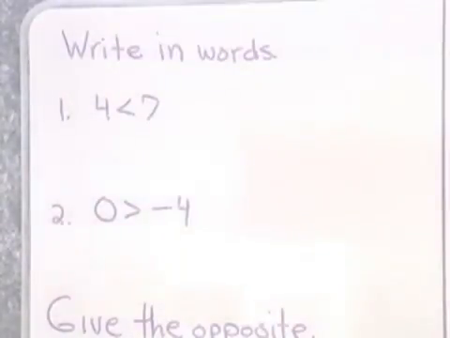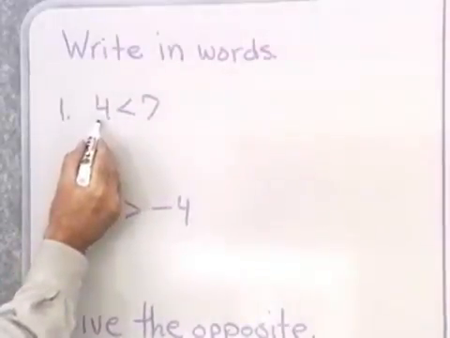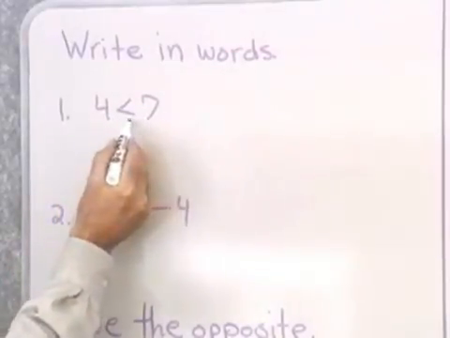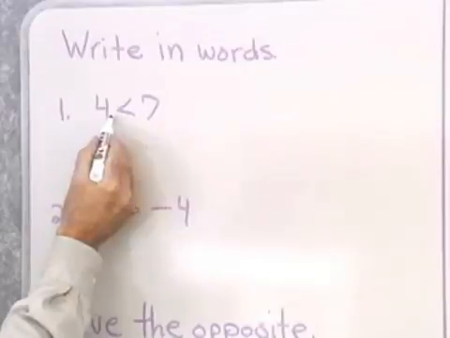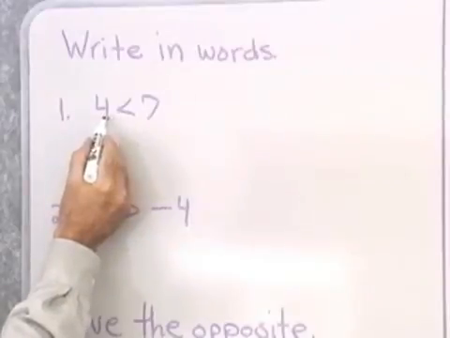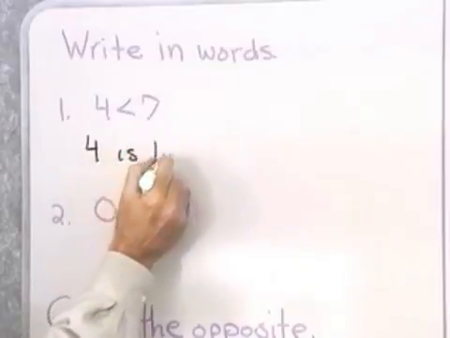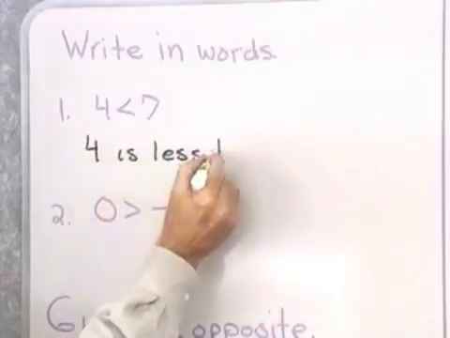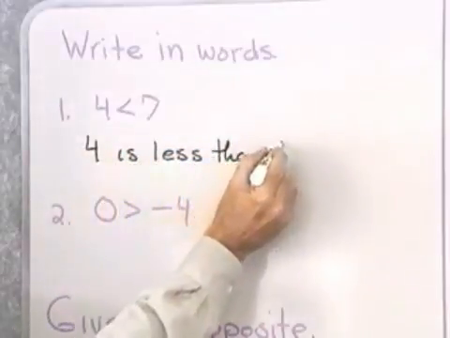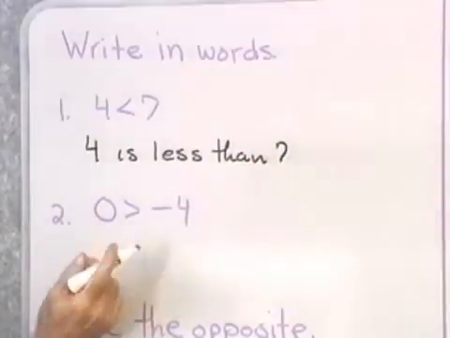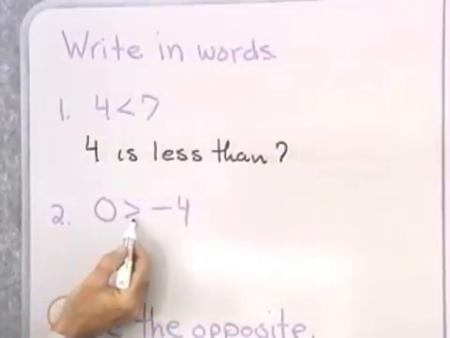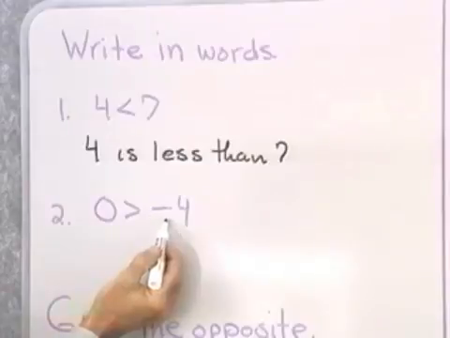Here I want to write in words, and I have this statement: 4 is less than 7. So remember, this inequality symbol points to the smaller of the two numbers, so 4 is less than 7. Problem number 2, 0 is greater than negative 4, and that's true, isn't it?